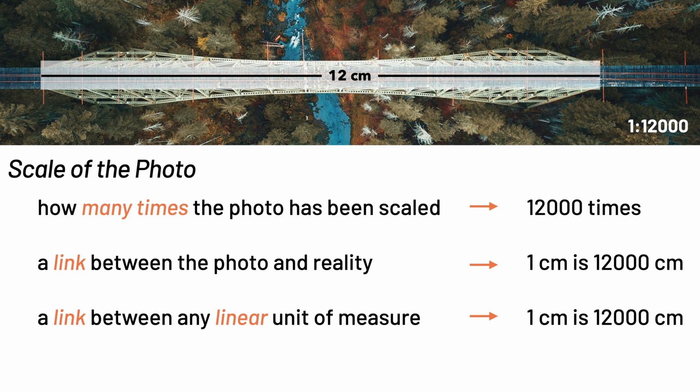It turns out that the scale provides a linear link between any linear unit of measure. It could be centimeters, it could be feet, it could be meters, it could be miles, it could even be kilometers. But not any nonlinear unit, like a unit of area, such as centimeters squared or meters squared. For each calculation, I will use subscripts to help you keep track of what I'm talking about. I will use a subscript P to indicate a measurement on the photo, and I will use a subscript R to indicate a measurement in reality. For example, this scale would say 1 centimeter in the photo is 12,000 centimeters in reality.